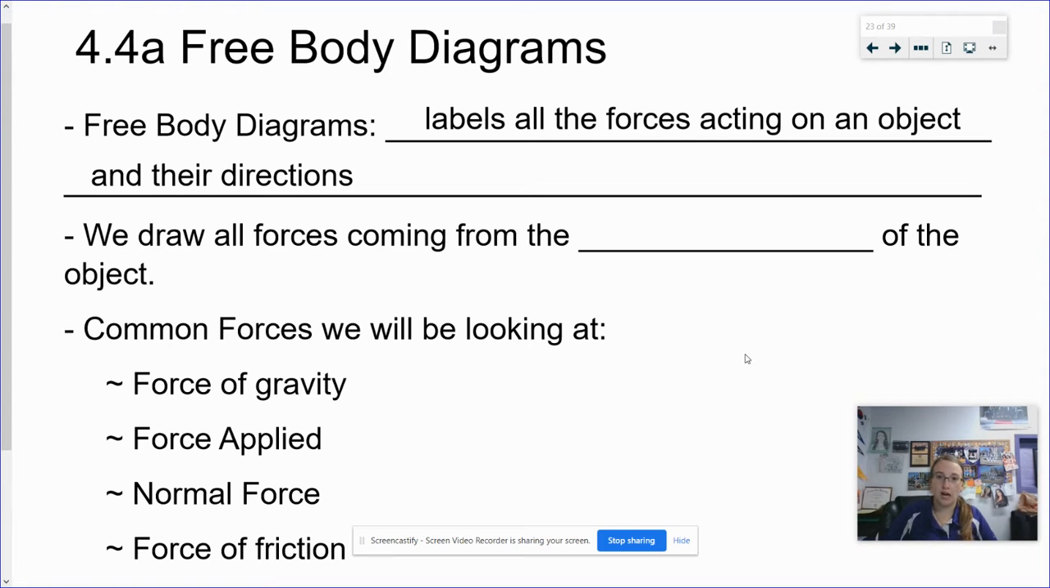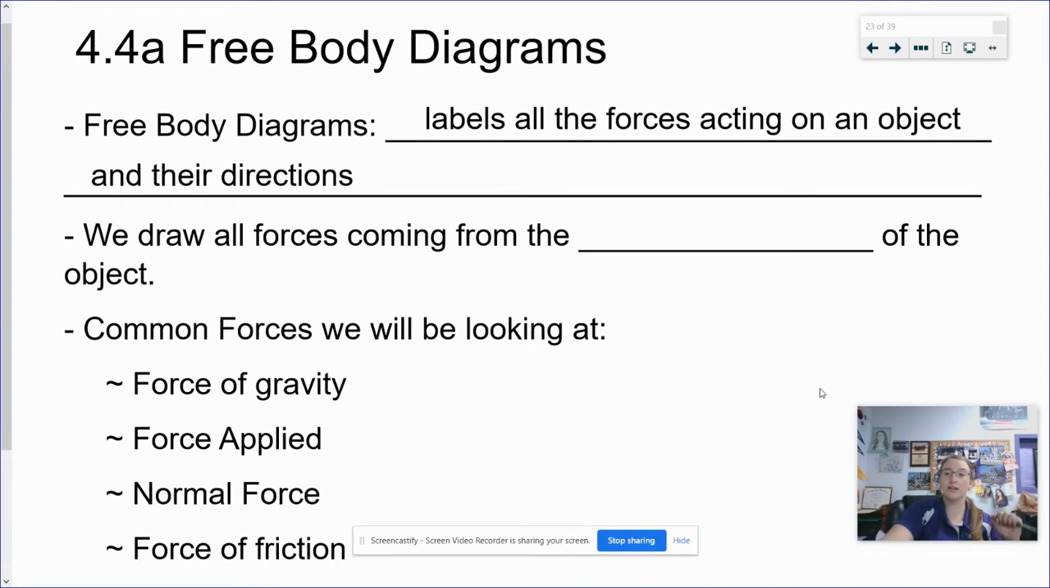So we have to be very careful with noting our directions when we're talking about forces. If we're pushing on something at an angle versus pushing on it straight on, we're going to talk about all those things, and a free body diagram helps us break down all those different forces acting on an object.